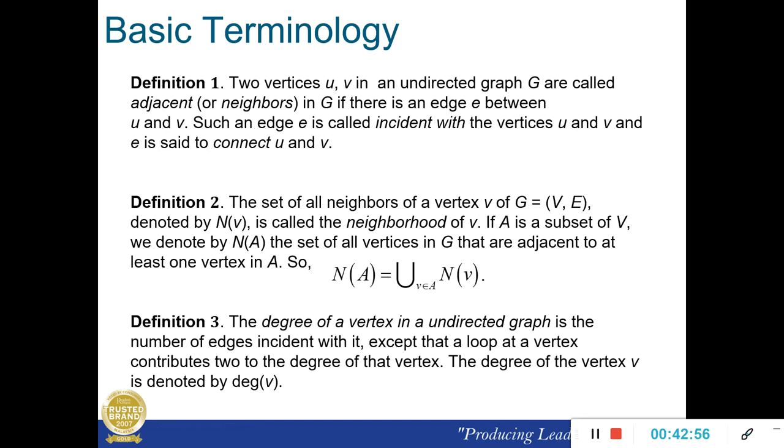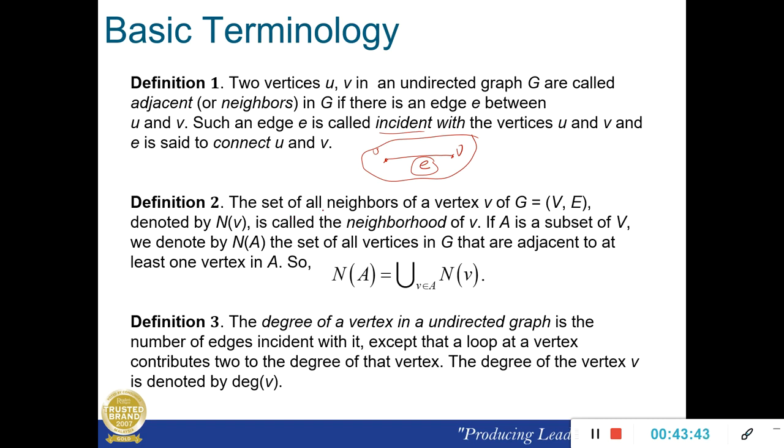In mathematical wording, some definitions and theorems, if you read the theorem, the definition makes you more confused. But basically what they are trying to say is, U and V, you have an edge here, so U is a neighbor of V and vice versa. So this edge is called incident with the vertices U and V, and is said to connect U and V. Basically you have to use more than 20 words just to represent U and V with the edge.